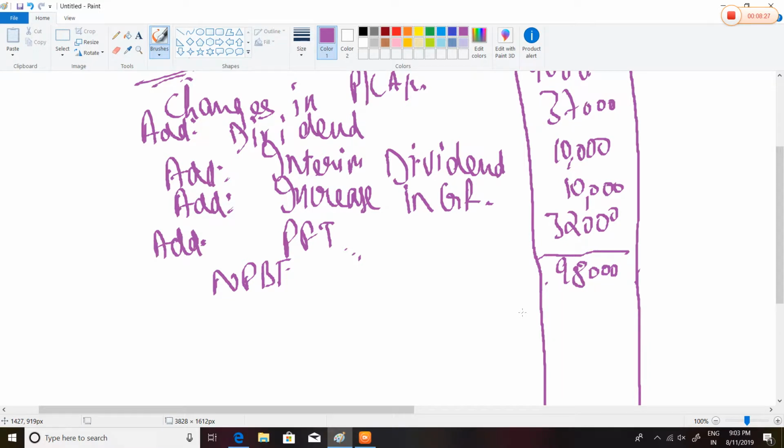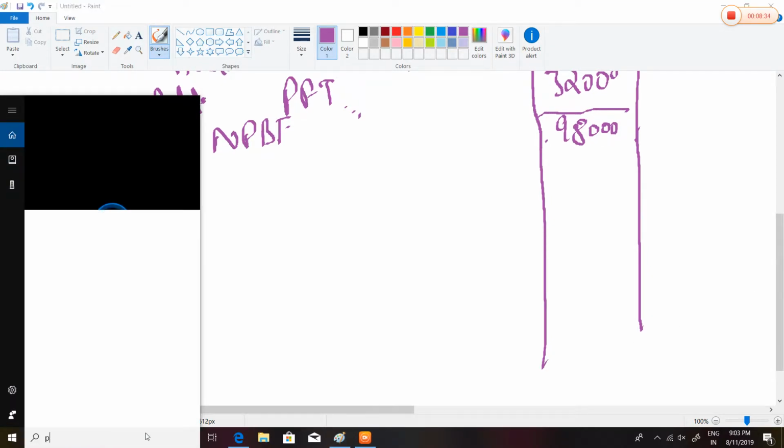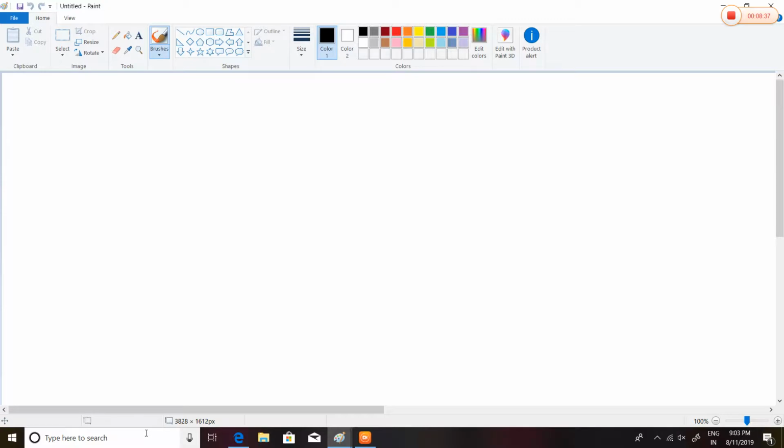Okay, now next thing, we'll be making some working notes here. See, working notes. The first working note we'll be making is of land and building. Okay, land and building account.